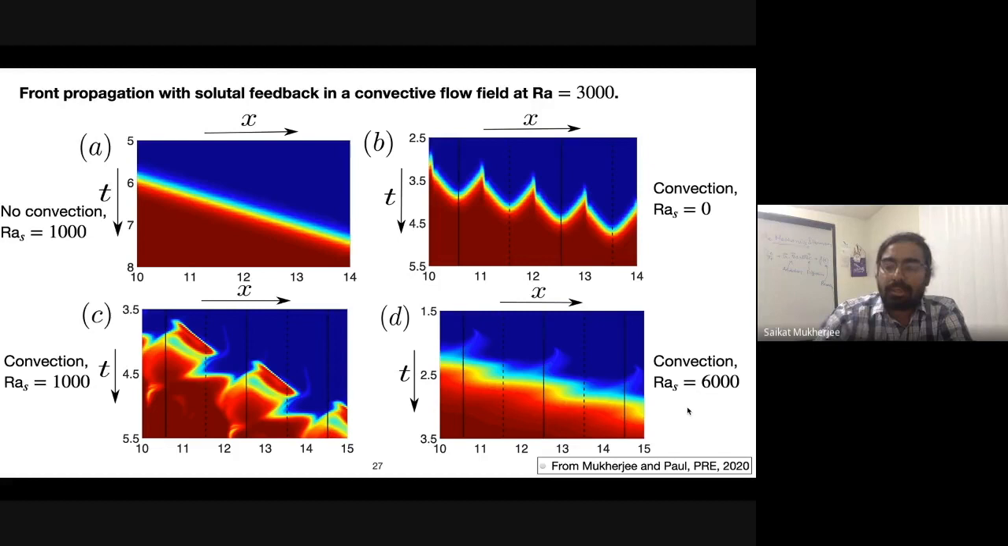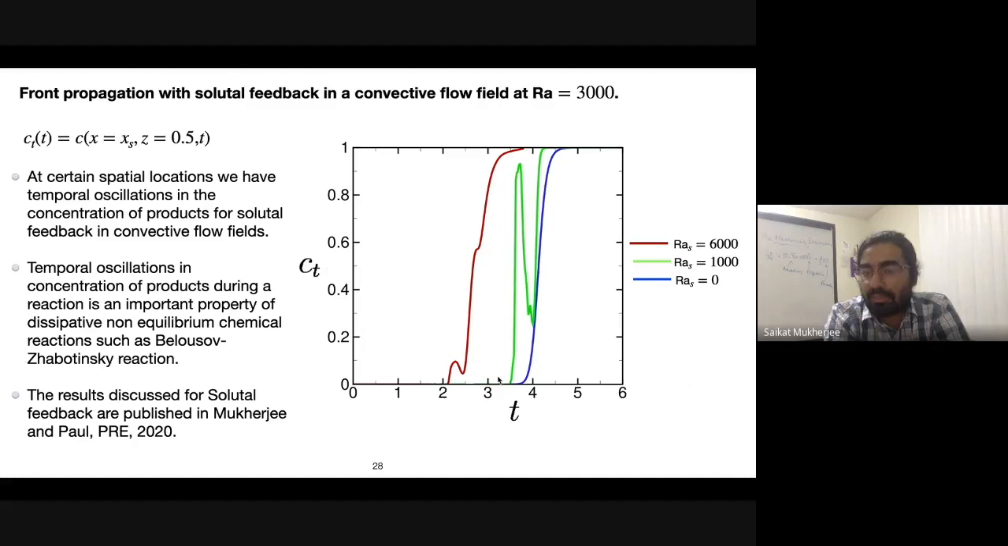For those slices, you can plot the concentration as a function of time. We have plotted line plots of the concentration as a function of time, and we see that it's varying with time. Now, this is an example of emergent dynamics. The temporal oscillations in the products and the reactants are an important property of non-equilibrium chemical reactions, and we can induce this behavior by simply adding this solutal feedback to the convection flows. This is an example of an emergent phenomenon.